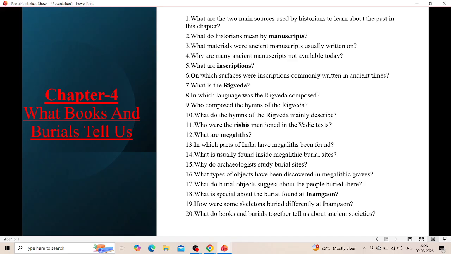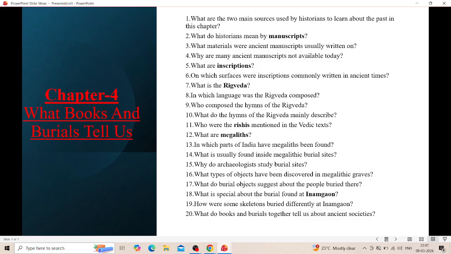Who composed the hymns of the Rig Veda? The hymns were composed by sages called Rishis. What do the hymns of the Rig Veda mainly describe? The hymns of the Rig Veda mainly describe gods, nature, prayers and rituals. Who were the Rishis mentioned in the Vedic text? Rishis were the wise sages who composed and recited hymns.